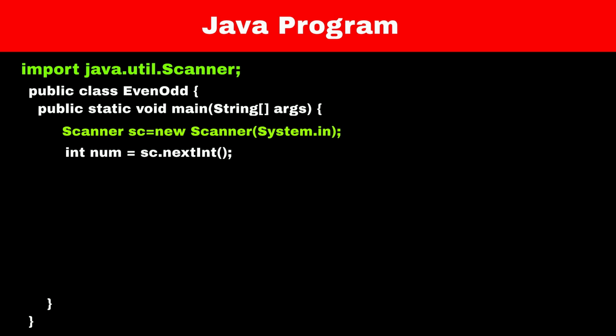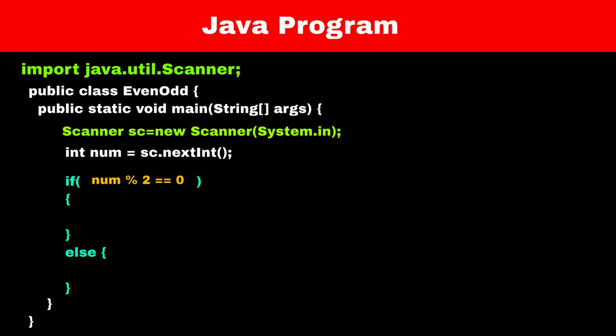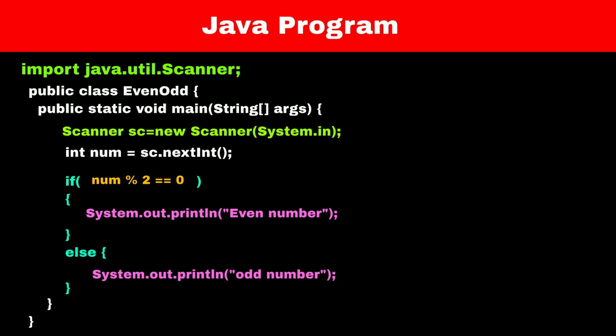Now that we have the number, let's write if-else statement. The if statement starts with the if keyword followed by condition in parentheses. As we discussed, we will check if remainder is equal to 0 or not. So we will write num mod 2 equal to 0. If this condition is true, then we will print even number using System.out.println statement in Java. Otherwise, in else statement, we will print odd number. Our Java program to check if number is even or odd is now ready.